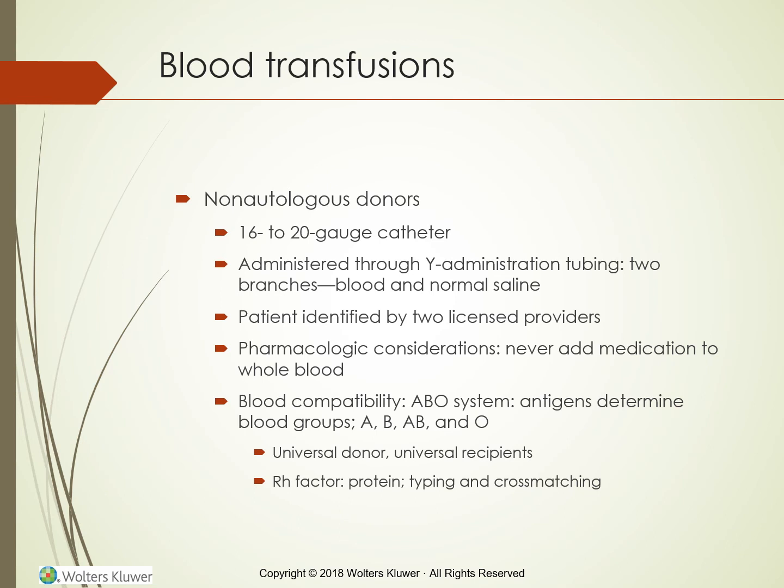Persons with type AB blood can receive AB, A, B, or O blood because they do not have anti-A or anti-B antibodies. Consequently, persons with type AB are called universal recipients.